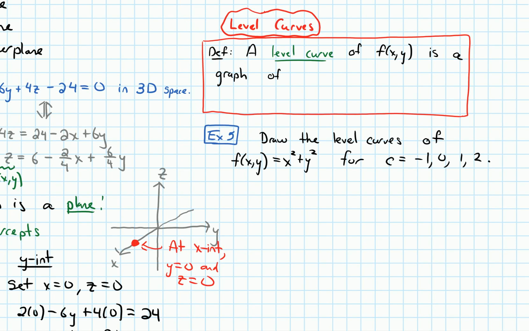In this video, we will talk about level curves and how they can help us draw 3D graphs. A level curve of a function f of x comma y is a graph of f of x comma y equals c, where c is a constant. So when you set your function of two variables equal to some constant, what we get is an equation with two variables, an x and a y. So this graph is going to be something in the xy plane.